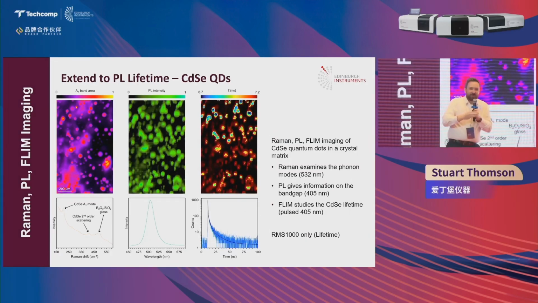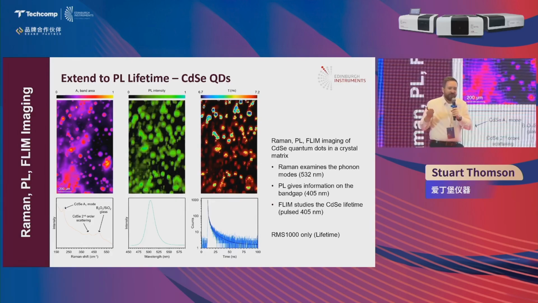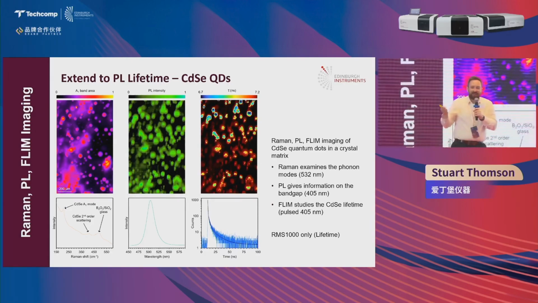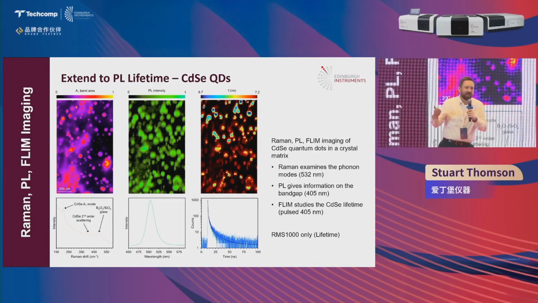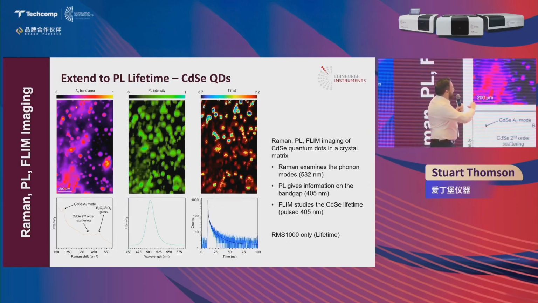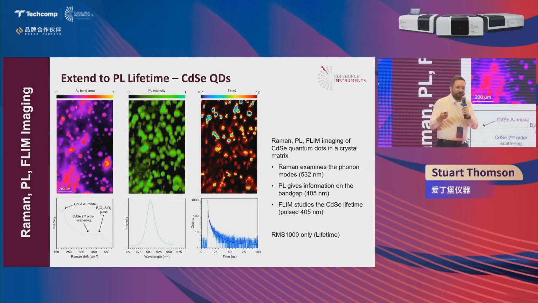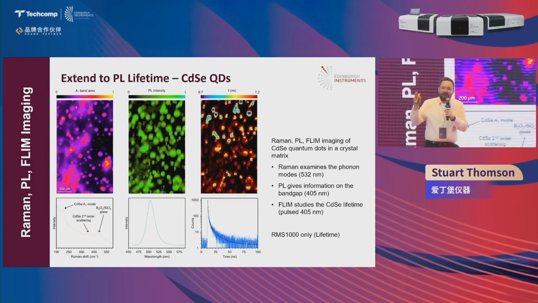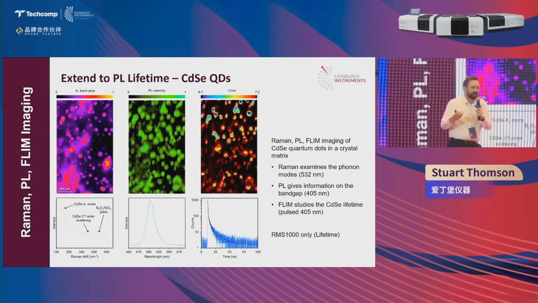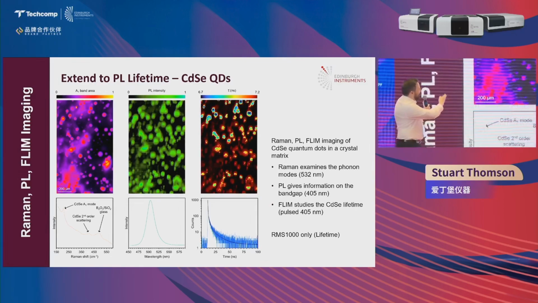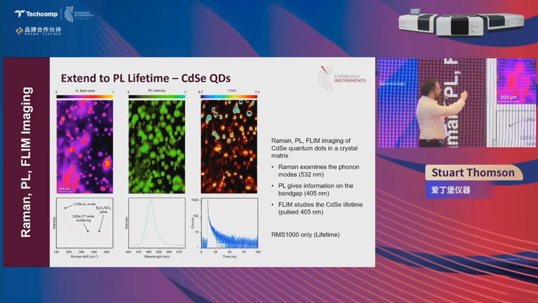So that was Raman and photoluminescence spectra, but we can also add photoluminescence lifetime. This is an example of cadmium selenide quantum dots that have been dispersed in a glass matrix. And we can image using Raman, photoluminescence, and lifetime.